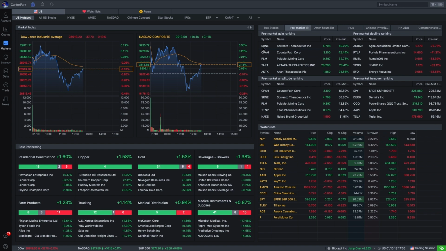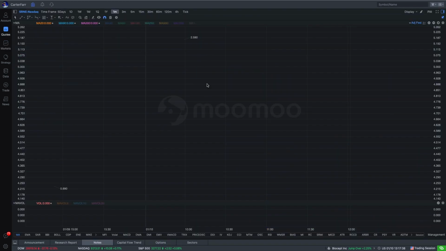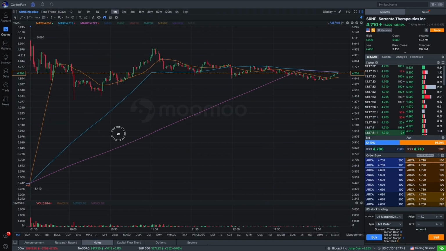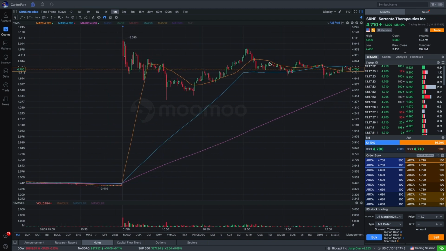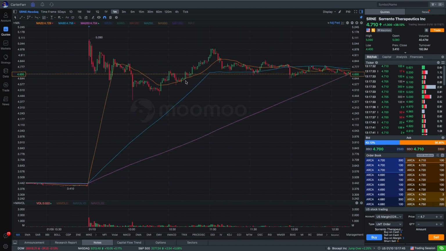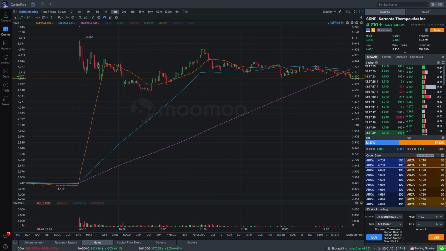So you guys can see we have SRNE. This stock was looking good. We had a nice little gap up this morning, but it just kind of consolidated and kind of found some support here along this 20 moving average line, and it kind of broke below it.